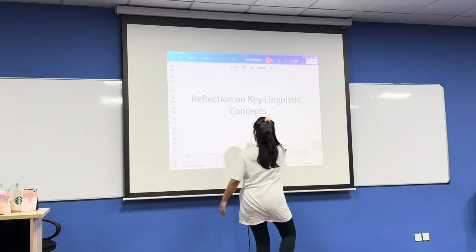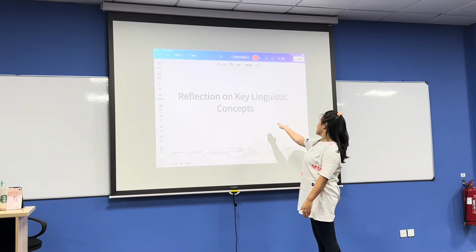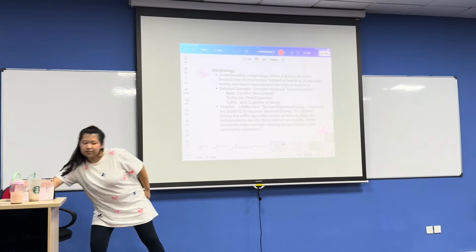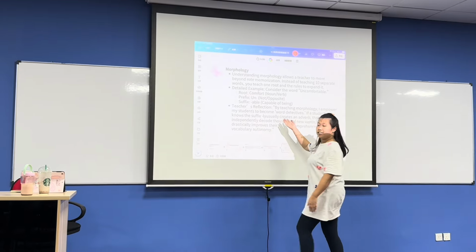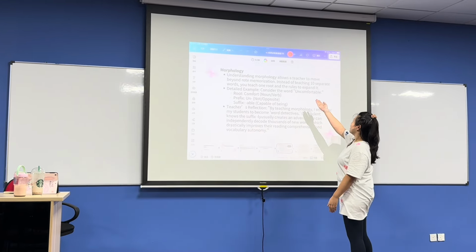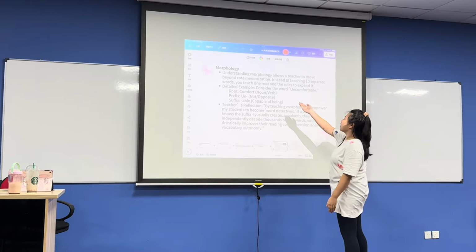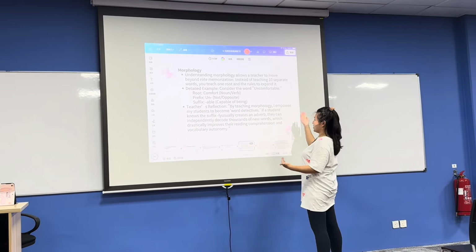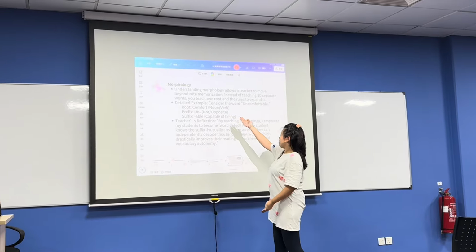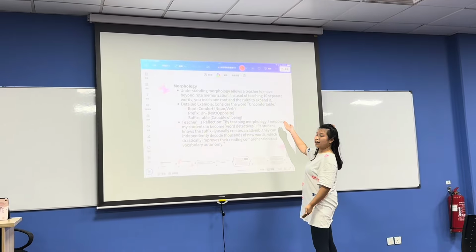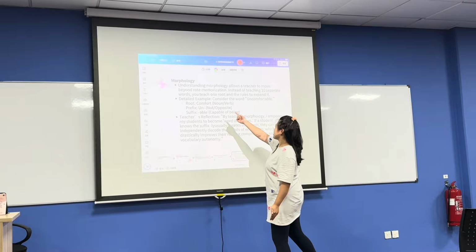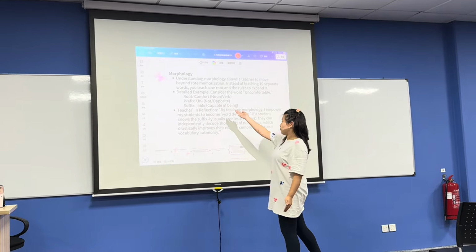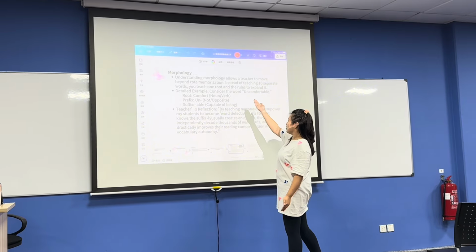Then is my reflection on key linguistic concepts. First is morphology. Understanding morphology allows learners to move beyond rote memorization. Instead of teaching 10 separate words, I will teach one root and the rules to explain it. Then the detailed example: consider the word uncomfortable. The root is comfort, which is a noun or verb.